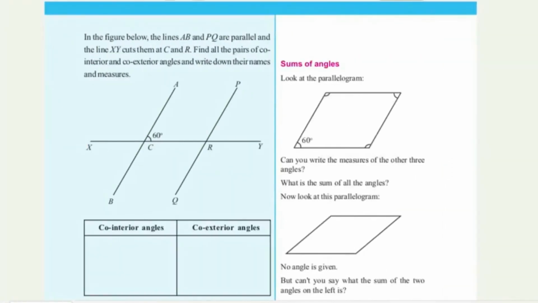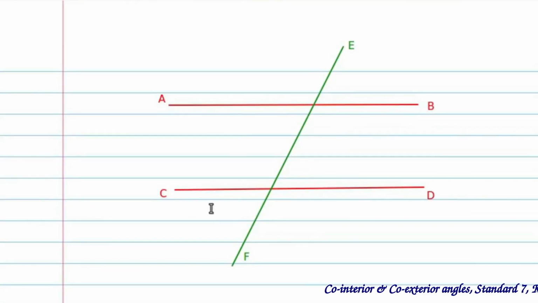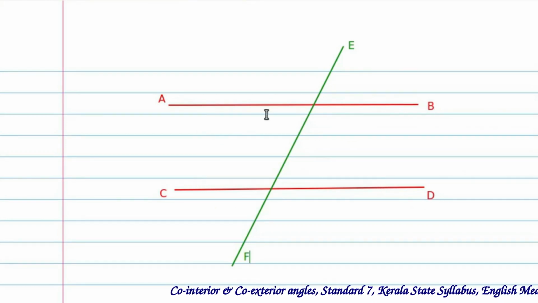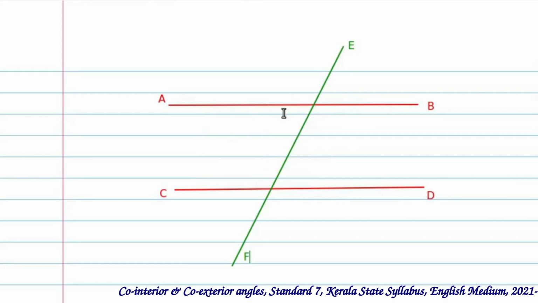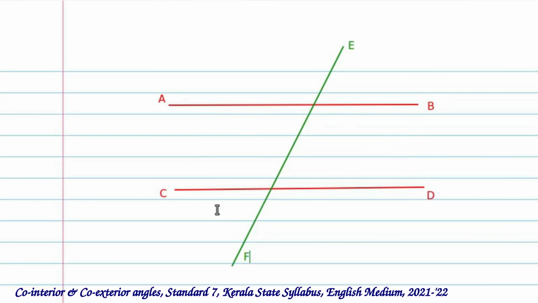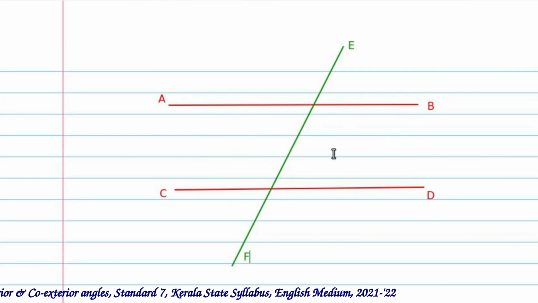Dear children, this is your 7th standard maths textbook, page number 27. Co-interior angles and co-exterior angles. Line AB and line CD. These two lines are parallel lines, same width, same distance everywhere. So line AB and line CD are parallel lines.